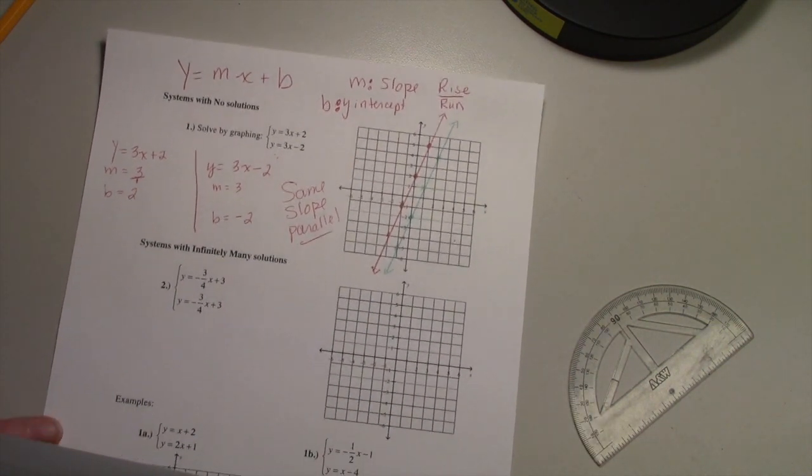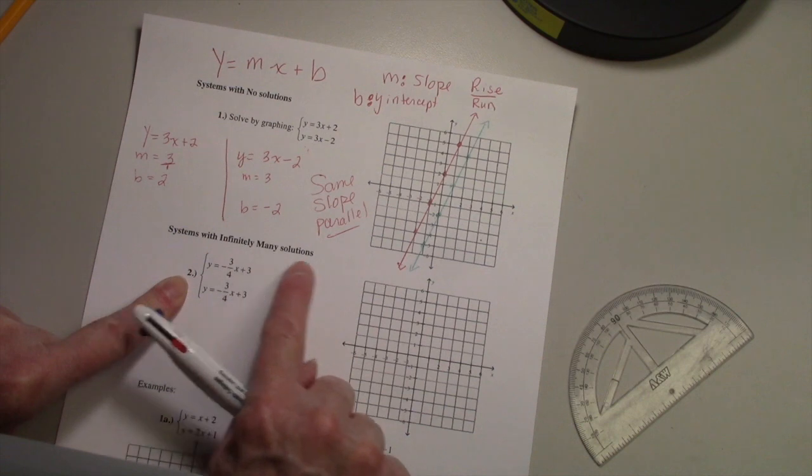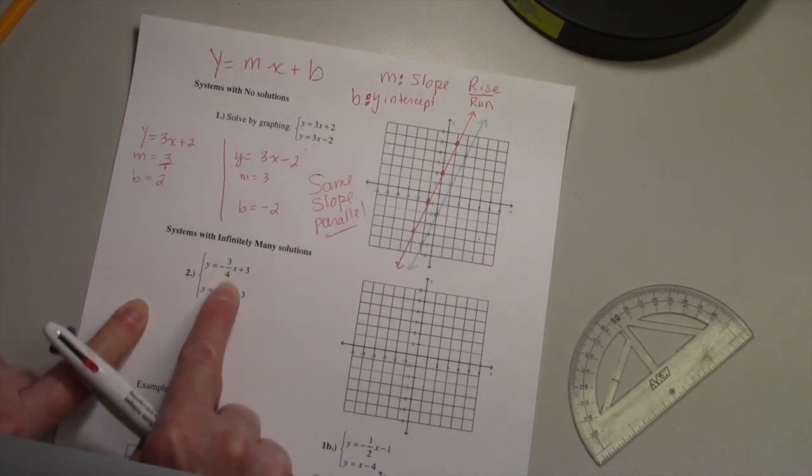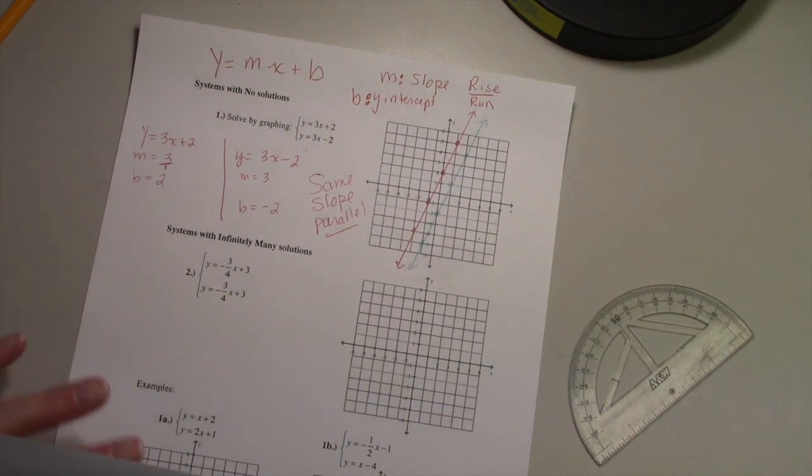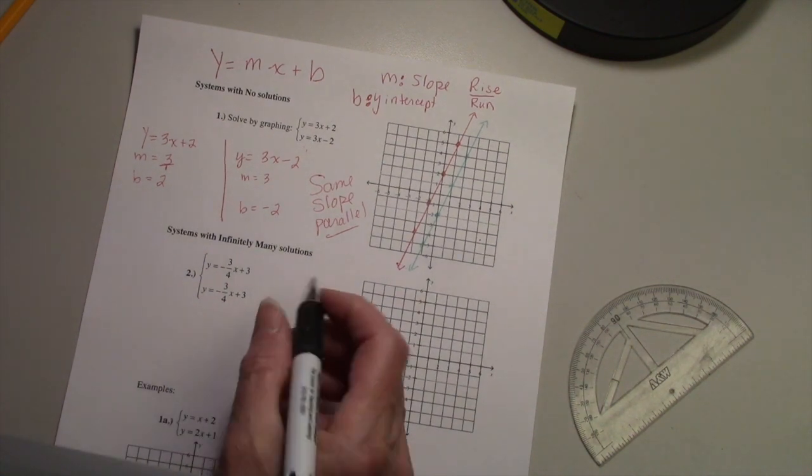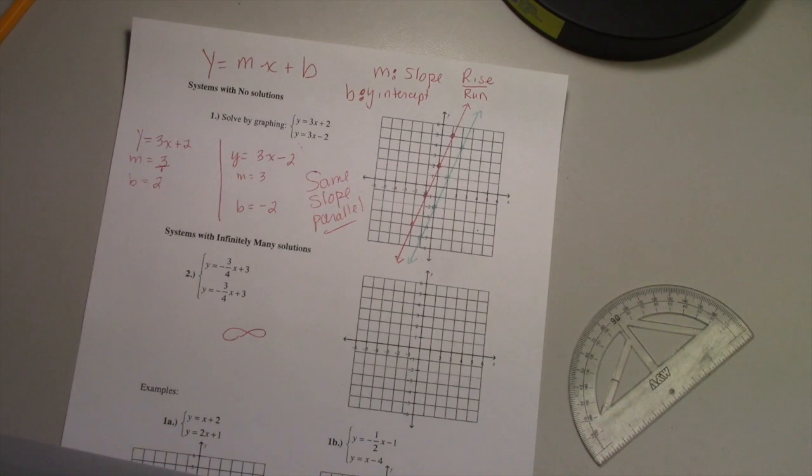Okay? Systems with an infinite number of solutions. Well, what do you know about those two? They're the exact same line. So they're going to graph on top of each other. It's a no-brainer. They're going to have an infinite number of solutions.